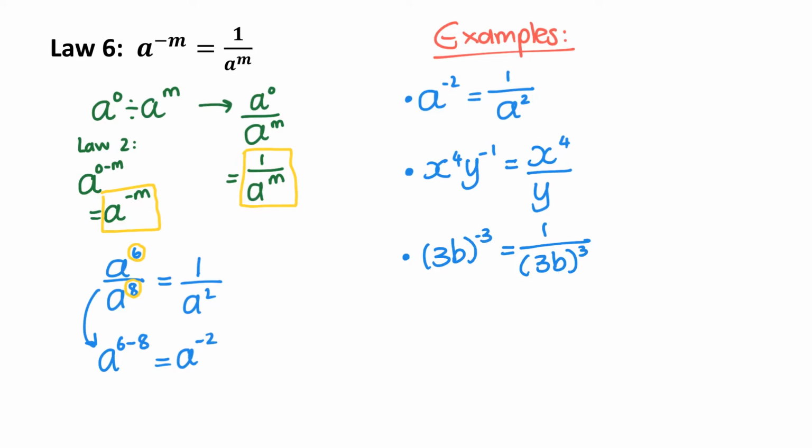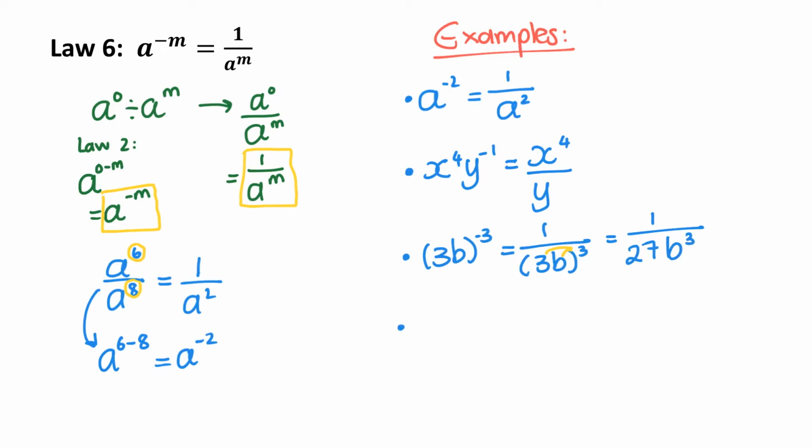And I can simplify that. I know from the fourth law of exponents, each factor is going to get a power of 3. So that will give me 1 over 3 cubed, which is 27, b to the power of 3.